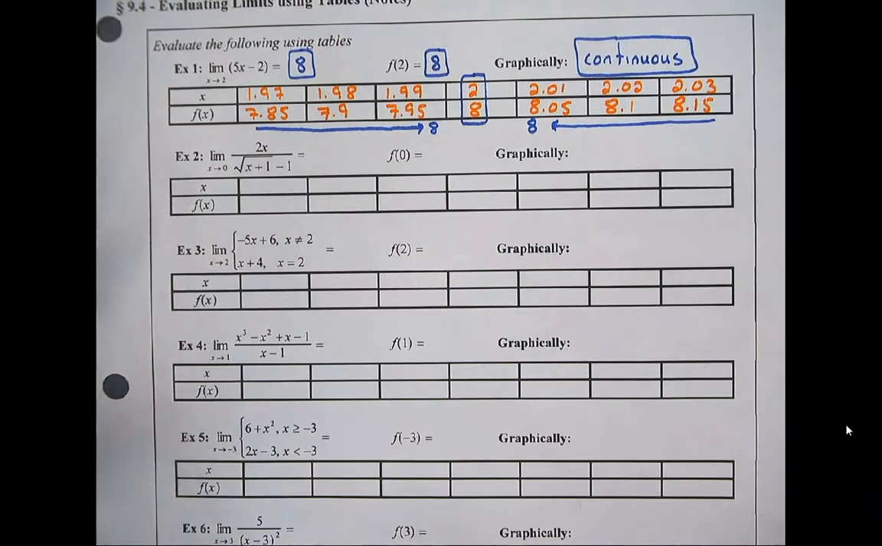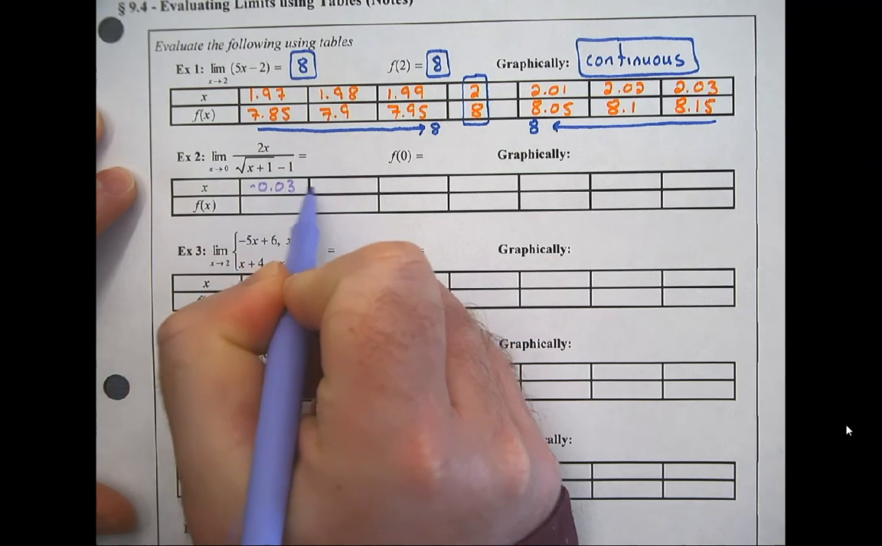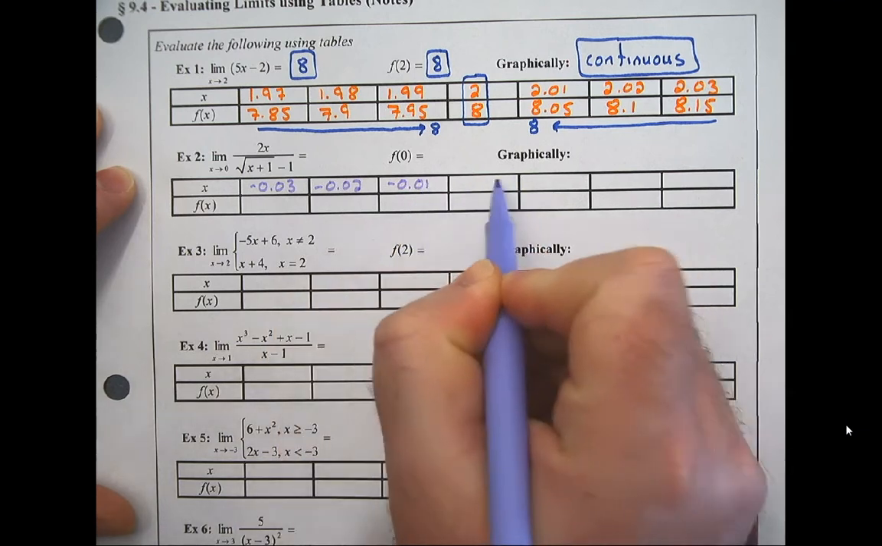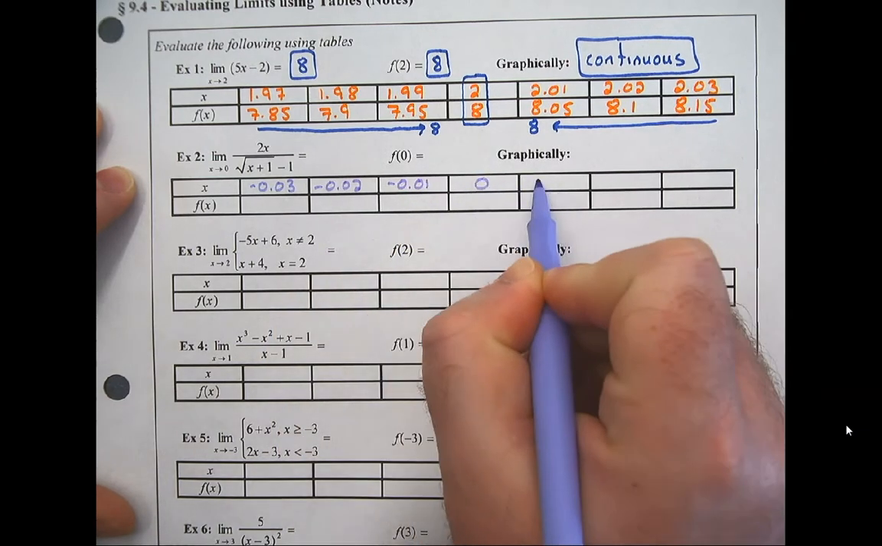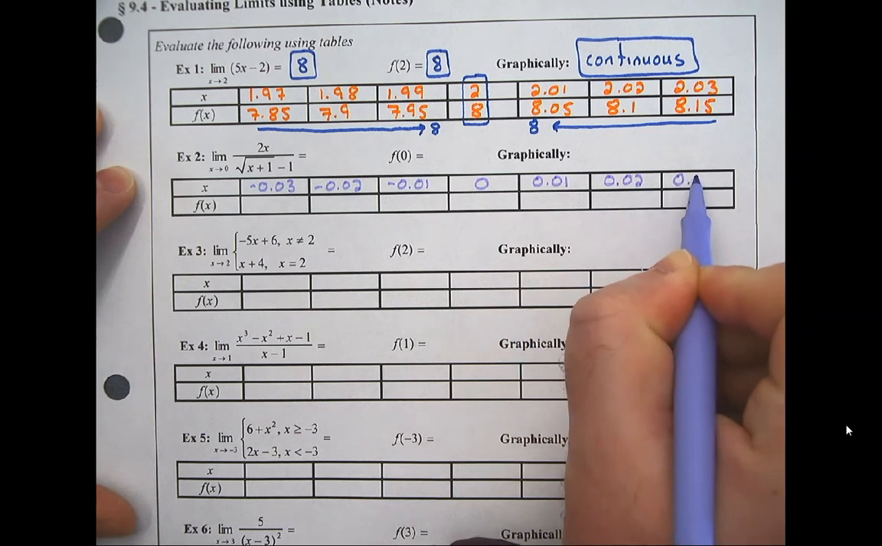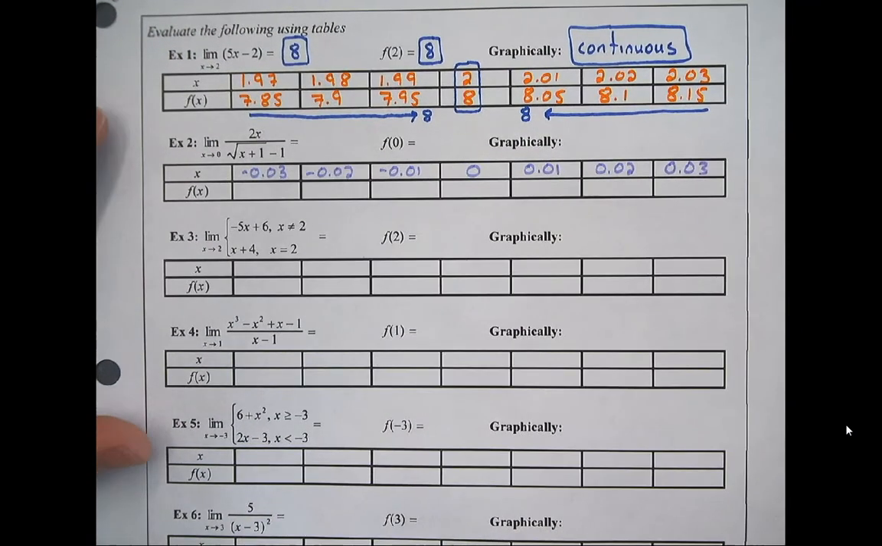So I'm going to now put the data from the table from the calculator onto my paper. So negative 0.03, negative 0.02, negative 0.01, then 0, 0.01, 0.02, 0.03. I think I said that wrong at the beginning. Sorry if that messed you up.